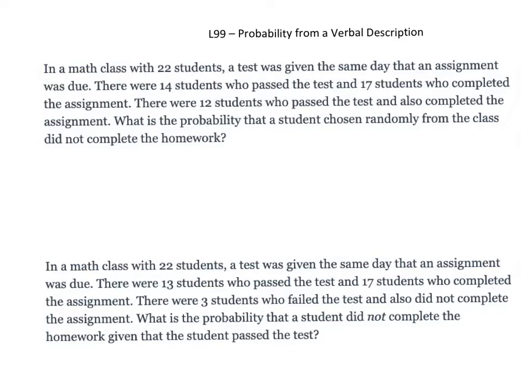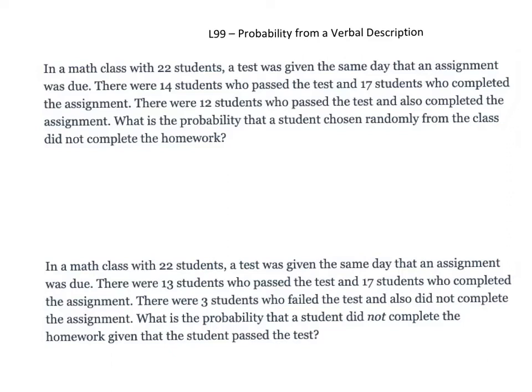So this one says, in a math class with 22 students, a test was given the same day that an assignment was due. There are 14 students who passed the test and 17 students who completed the assignment. There were 12 students who passed the test and also completed the assignment. What is the probability that a student randomly chosen from the class did not complete the homework?